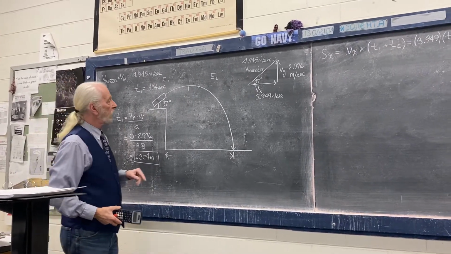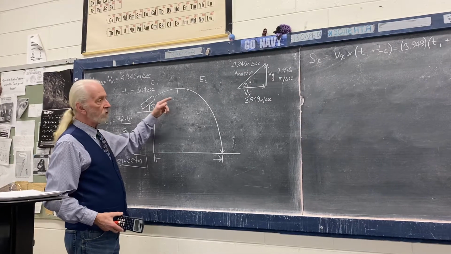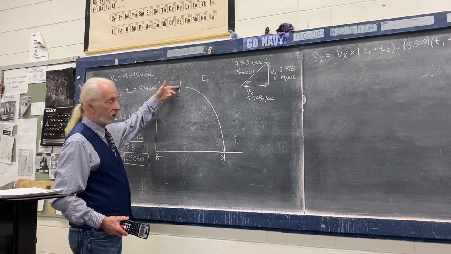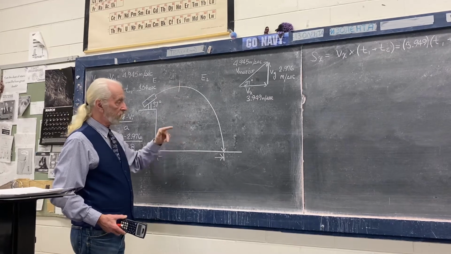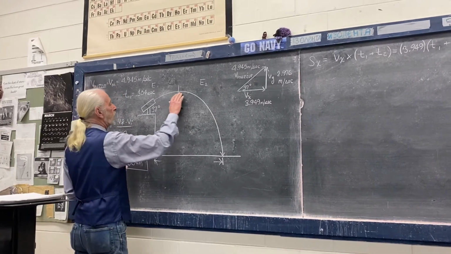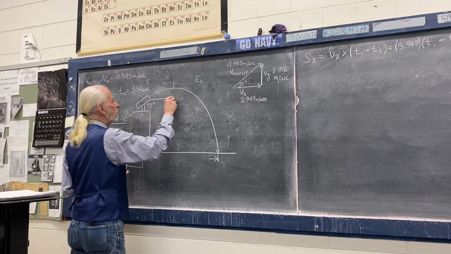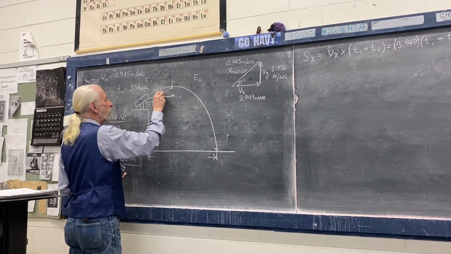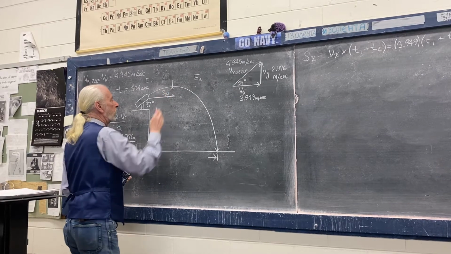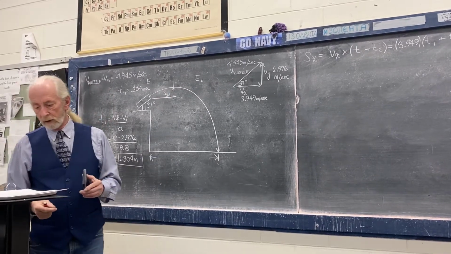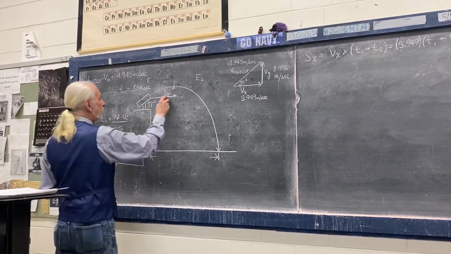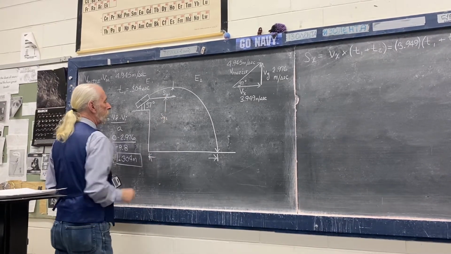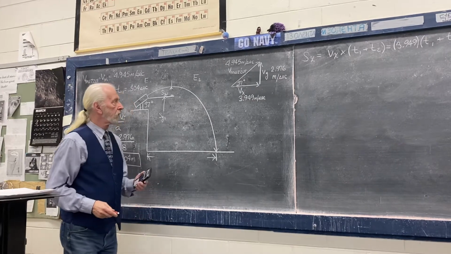All right. Now I have to figure out T2. Well, how would I do that? Well, if I can figure the total height, then I can figure out how long it's going to take to come back down. So that means I got to figure out how high it's going to go. That's SY1. And I'm going to add that to the height above the floor, which is SY2. So how do I do SY1?